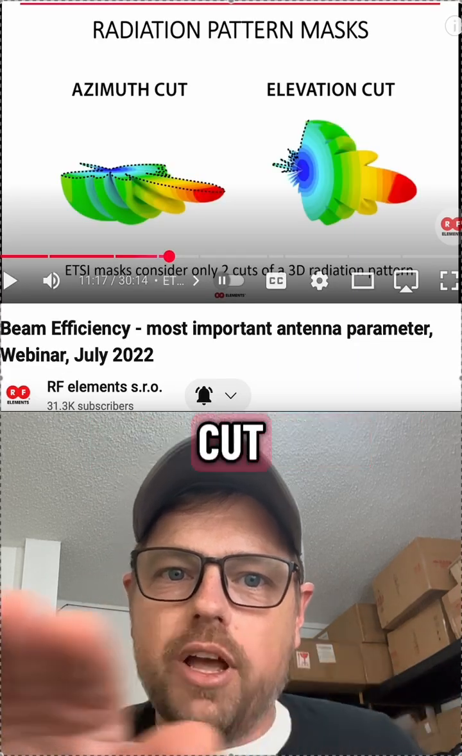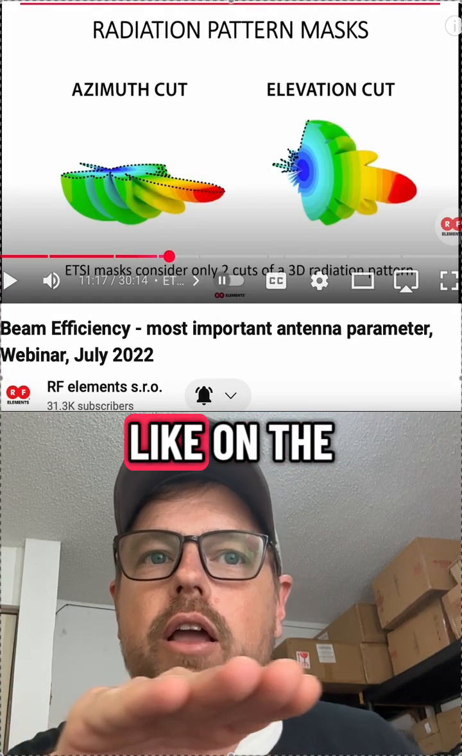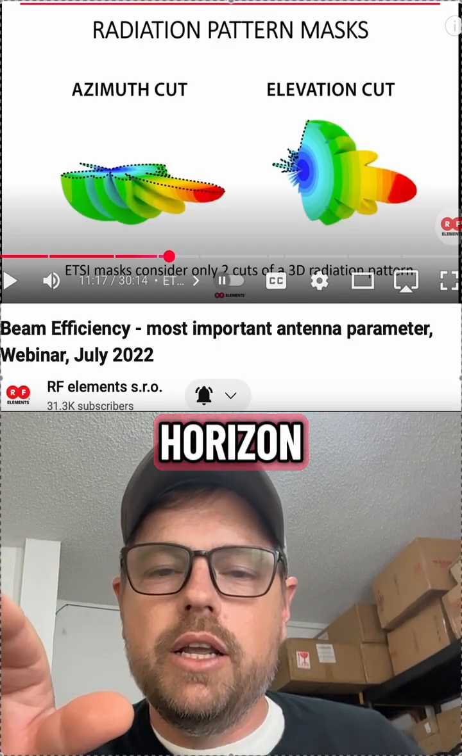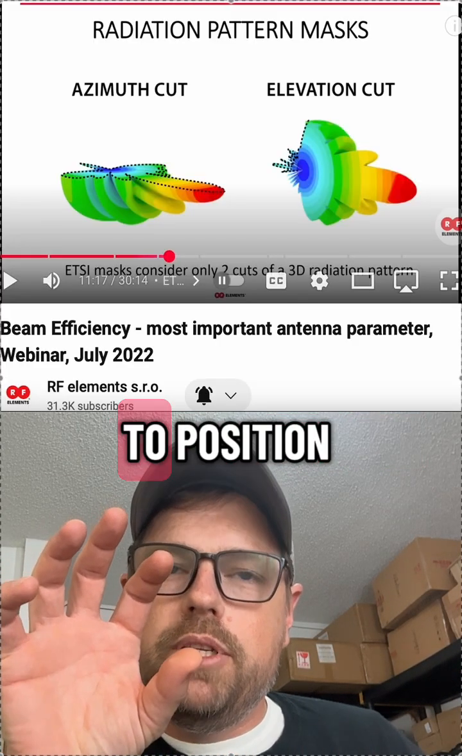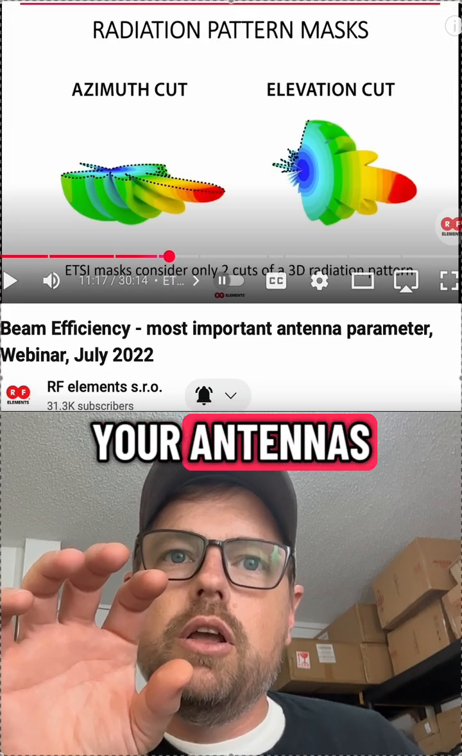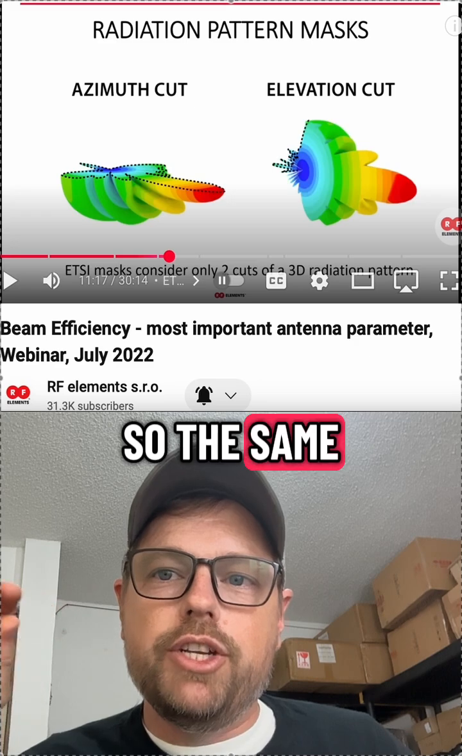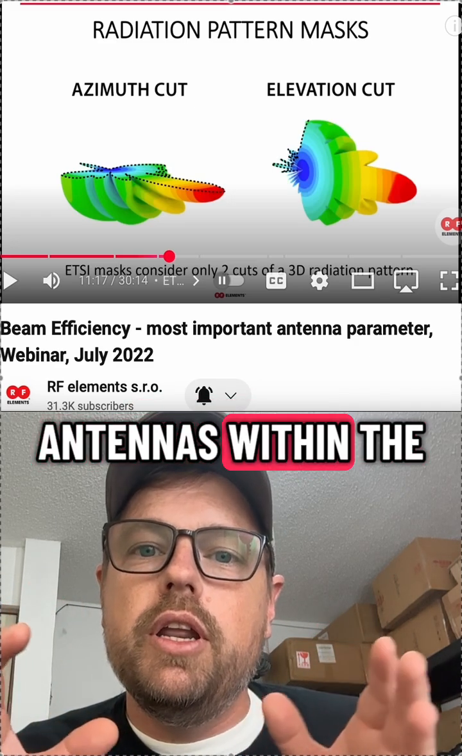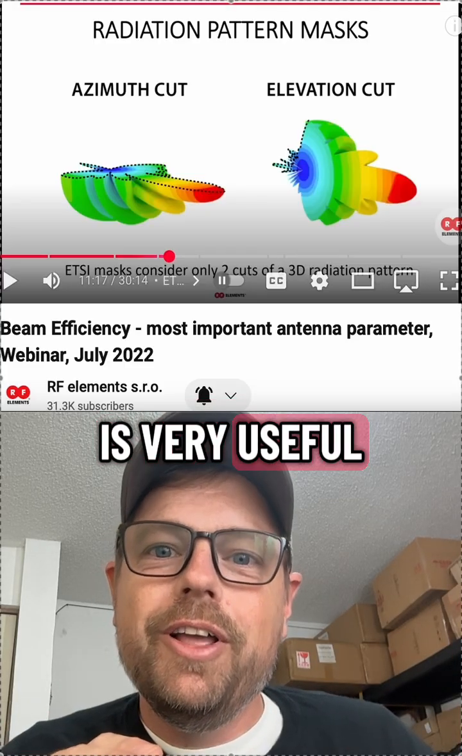So the azimuth cut lets you understand what that beam is going to look like on the azimuth plane, which is the horizon. It also lets you understand how to position your antennas with other antennas in the same ring of the tower, the same elevation on the tower, to position the antennas within the other antenna's nulls. The azimuth cut is very useful.